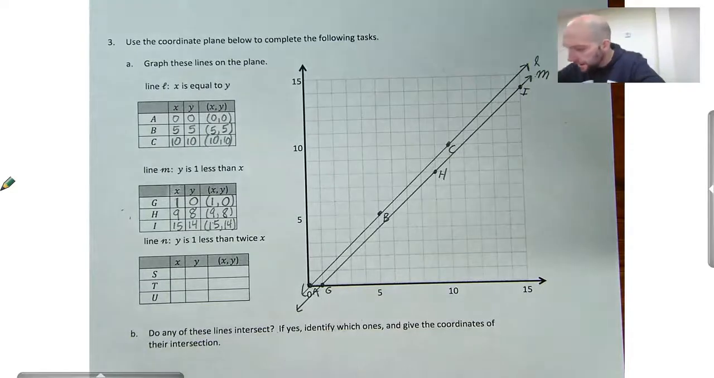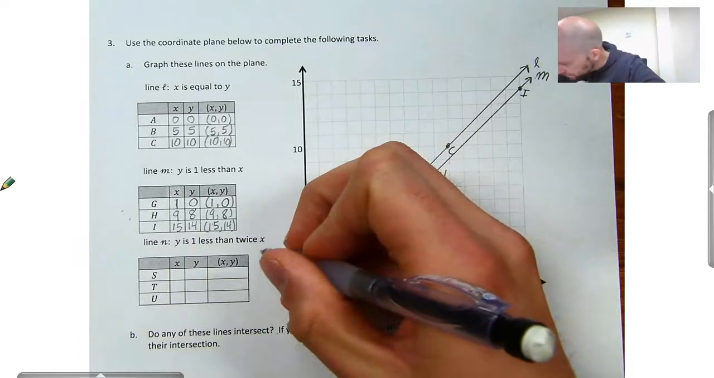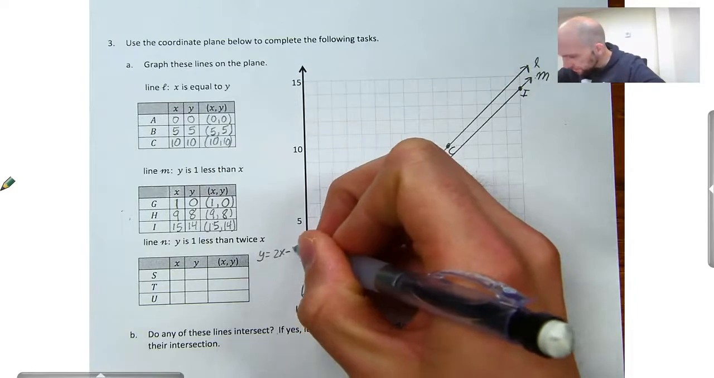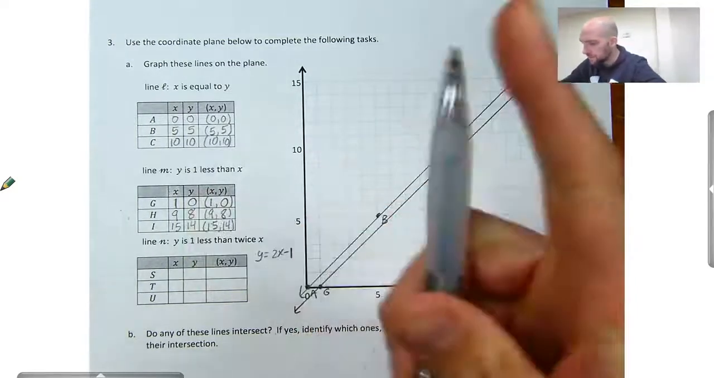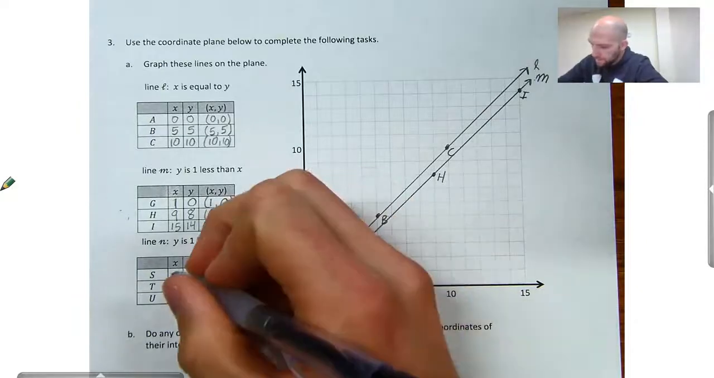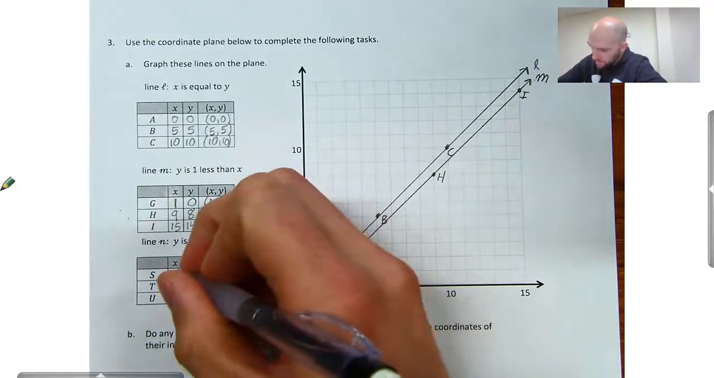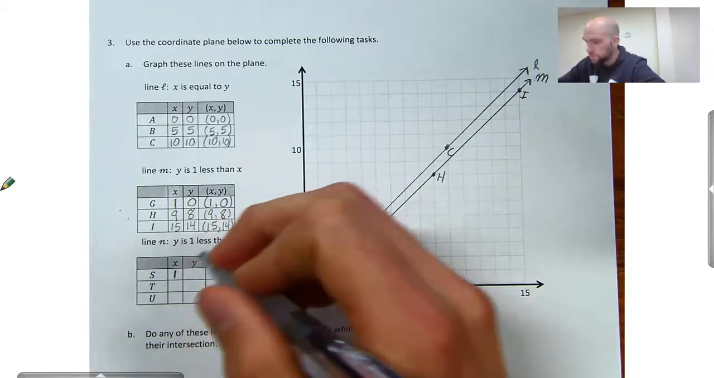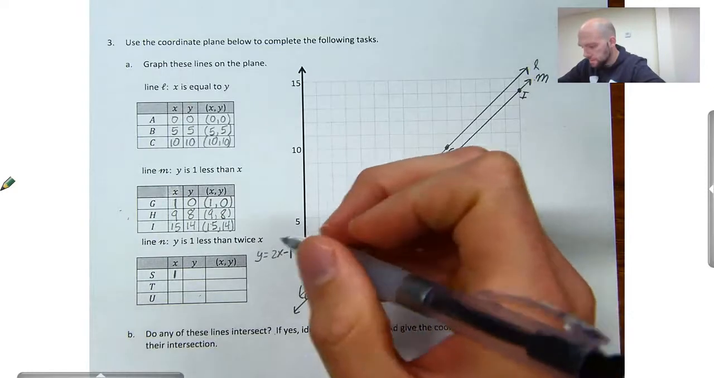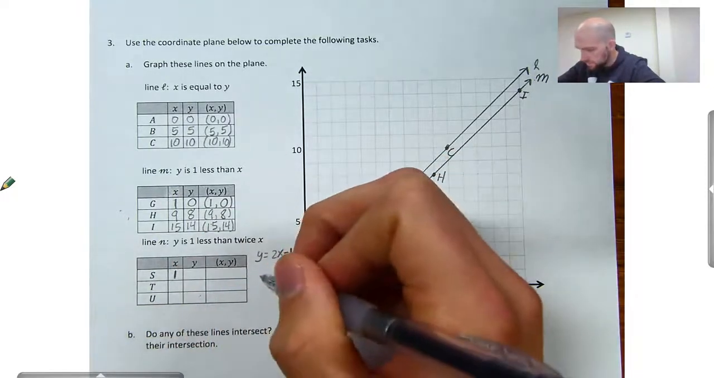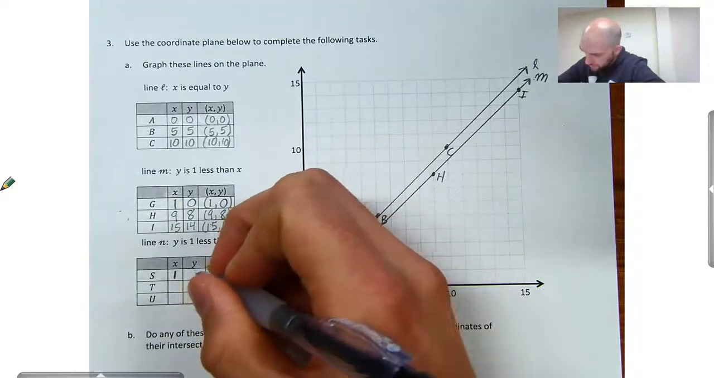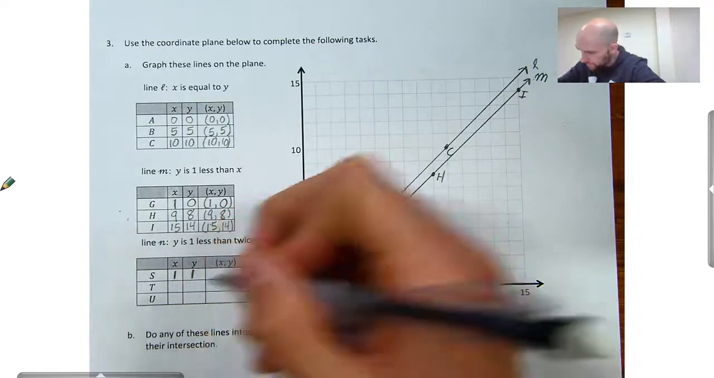And finally, we have y is 1 less than twice x. So that one's going to be kind of tough. That one's going to be y equals 2x minus 1. 1 less than twice x. So let's put an x value in here. Let's just do 1 as our x value. We'll start down here again. And if we do 2 times 1 would be 2. Minus 1 would give us 1. This will be 1, 1.